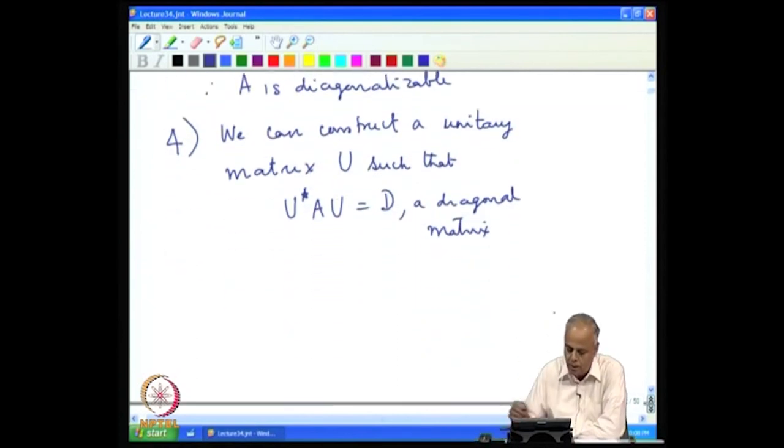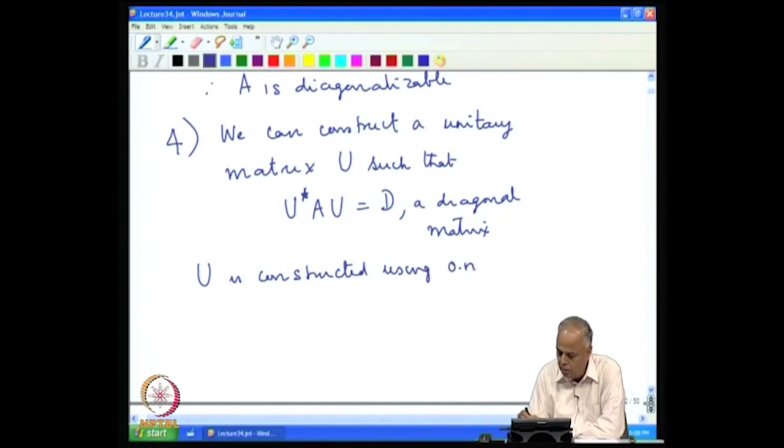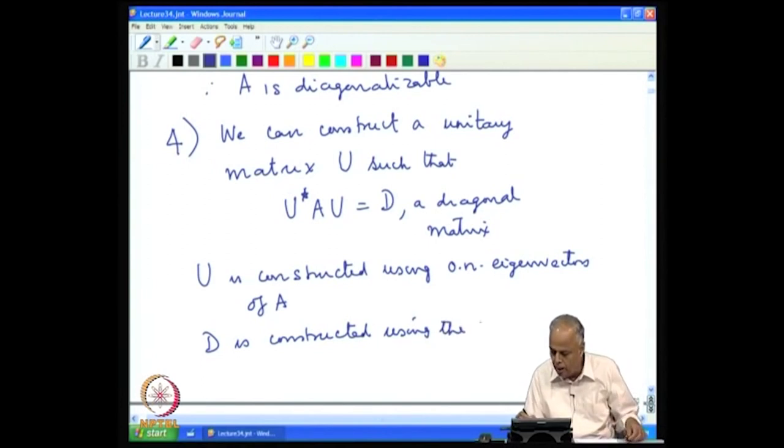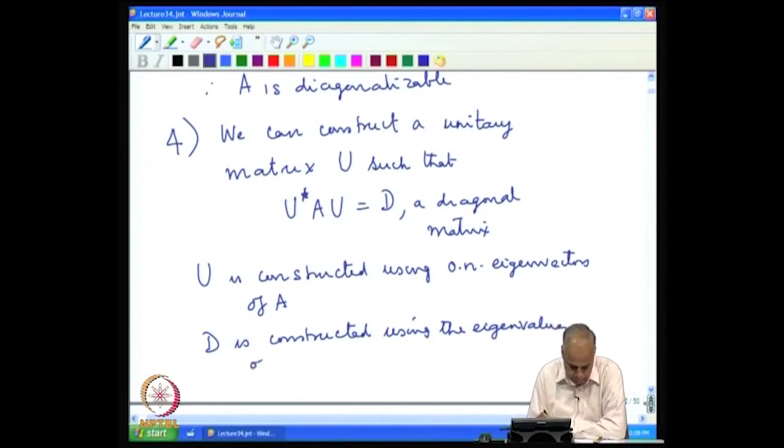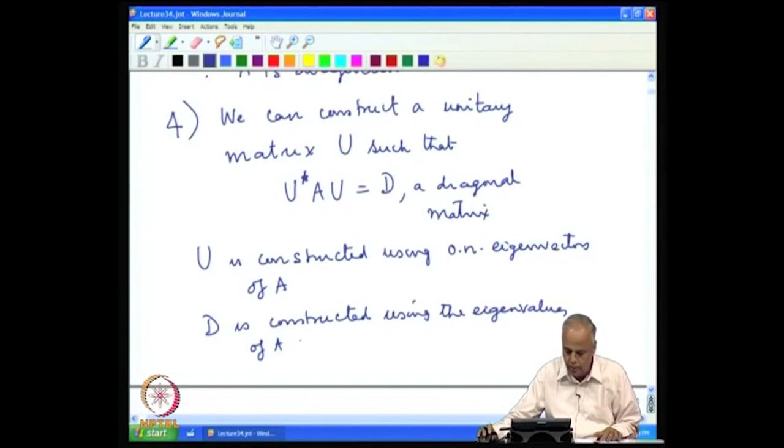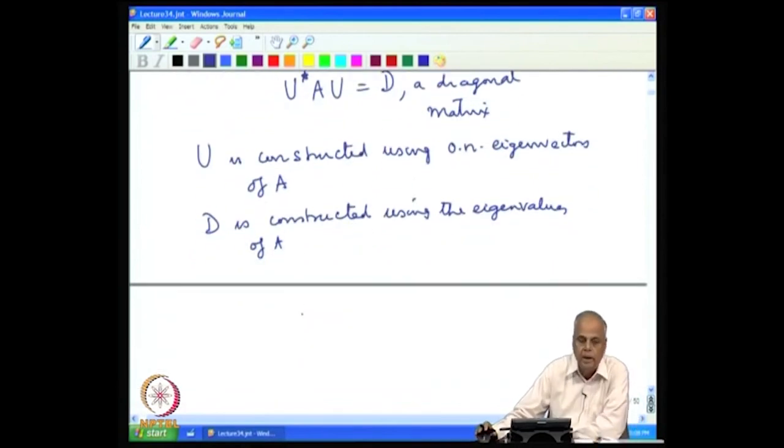And we observed that U is constructed using orthonormal eigenvectors of A, and D is constructed using the eigenvalues of A. These were the two important constructions. The orthonormal eigenvectors give rise to the unitary matrix U, and the eigenvalues give rise to the diagonal matrix D.